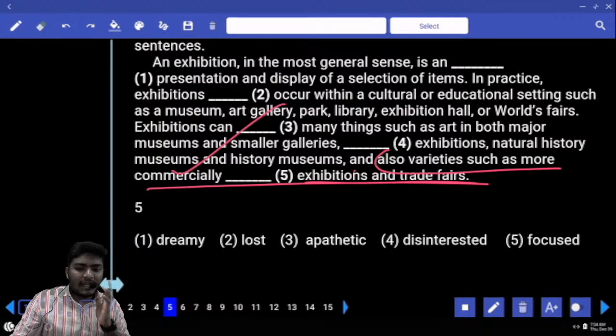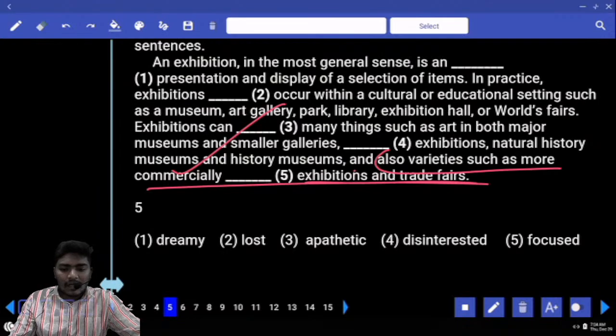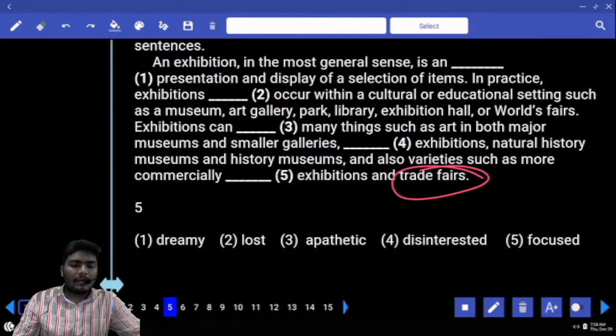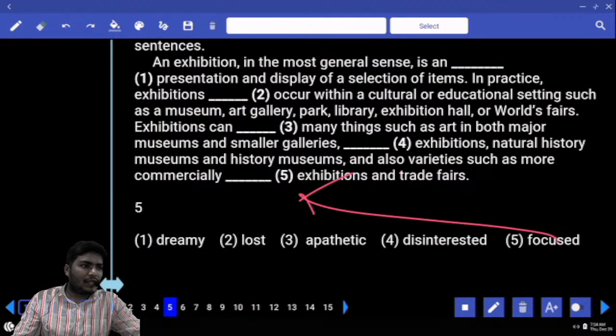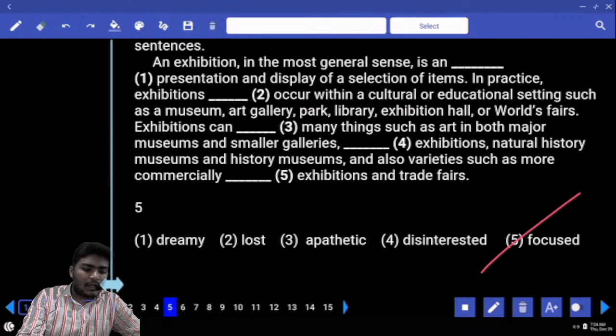Now commercially dreamy exhibitions, commercially lost exhibitions, commercially apathetic, commercially disinterested, commercially focused. This is one type of exhibition again. They only give this type of trade fairs. Trade fairs in the sense, these exhibitions, they do only for the sake of money. So these commercially focused exhibitions, commercially focused in the sense, they are only conducting for the sake of money. That's it. So answer comes with a 5.